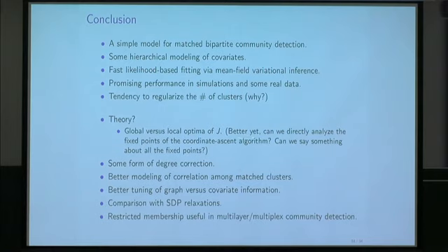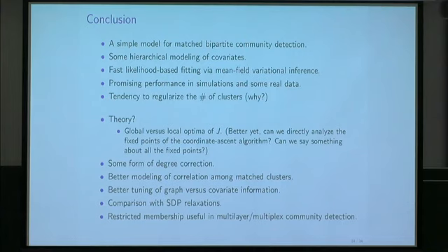I'm not sure what kind of theory is useful in this setting, but maybe some degree correction, better modeling of correlation among matched clusters, which is not, in general, easy to do. Conceptually, it's not clear how to do it. How we tune the covariate information versus the graph information, comparison with some convex relaxation we can also do in the covariates, and I guess Purna is going to talk about this on Friday.